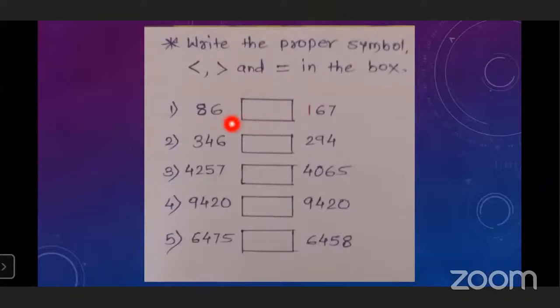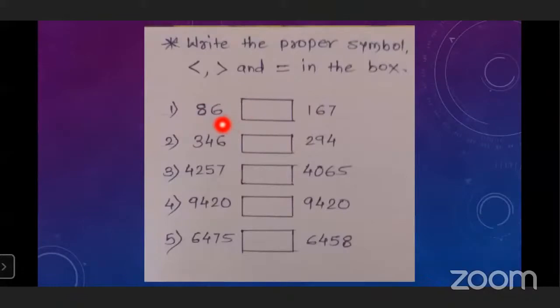Now in the first question, on the left side 86 is given. How many digits are there? 2 digits. And on the right side, how many digits? 3 digits: 1, 2, and 3. So while comparing numbers, to identify which is bigger and smaller, first of all we have to see the digits.